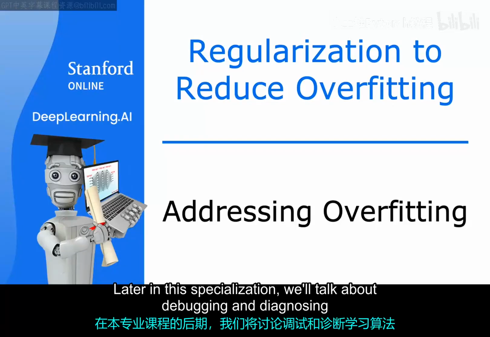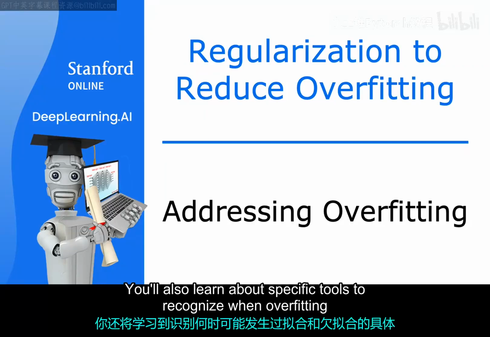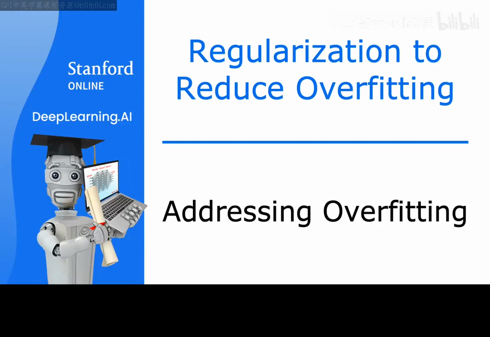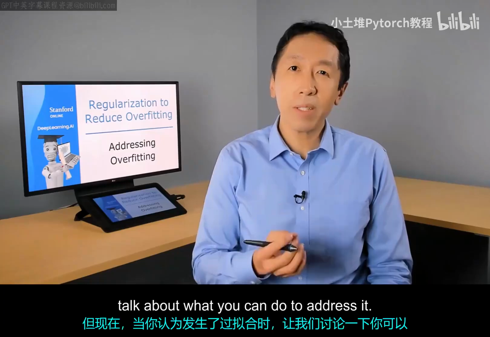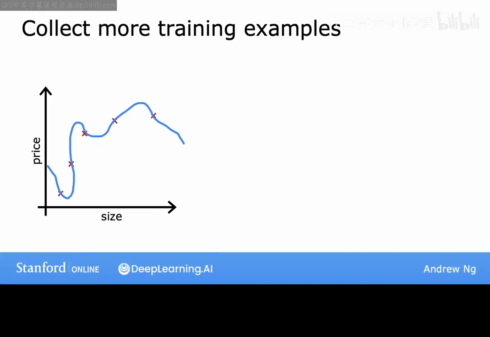Later in this specialization, we'll talk about debugging and diagnosing things that can go wrong with learning algorithms. You also learn about specific tools to recognize when overfitting and underfitting may be occurring. But for now, when you think overfitting has occurred, let's talk about what you can do to address it. Let's say you fit a model and it has high variance, it's overfit.